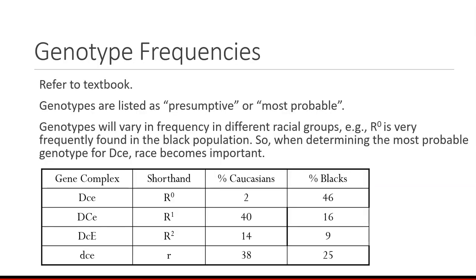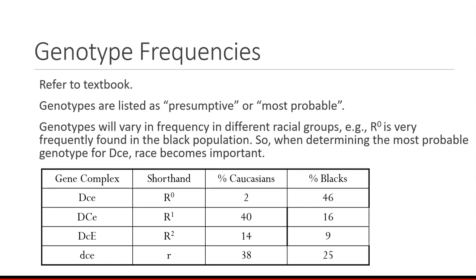Genotype frequencies, you'll always refer to your textbook or whatever resources you have available in your laboratory. Again, with practice, it just becomes almost second nature. I can look at a phenotype and immediately do the genotype in my head and recognize the most common, but that's because I have over 30 years experience. Genotypes are always listed as presumptive or most probable, because usually you're dealing with one patient, you don't have access to their family. So again, presumptive or most probable.